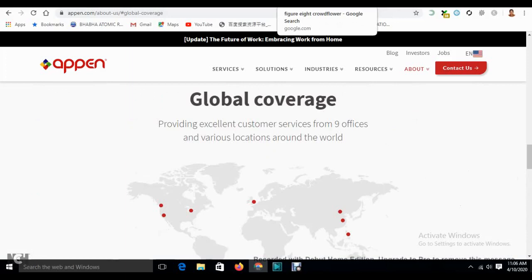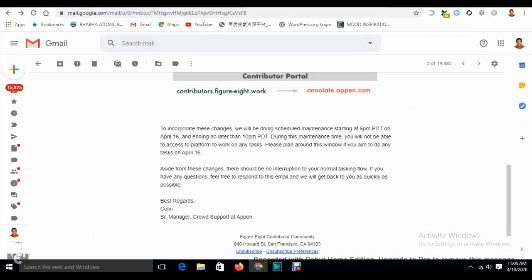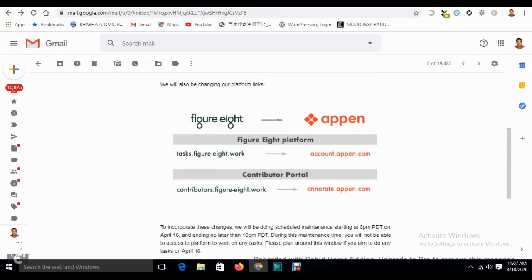Now that Figure 8 is acquired by Appen, it would be trustworthy to work for. The main reason I explained all these things about Appen is that you can trust it even more now that it is acquired by them. It was a good company previously also, because I worked for it for 2 to 3 years and earned $1,000. But now you can concentrate on Appen also, because its long history expresses its trustworthiness.